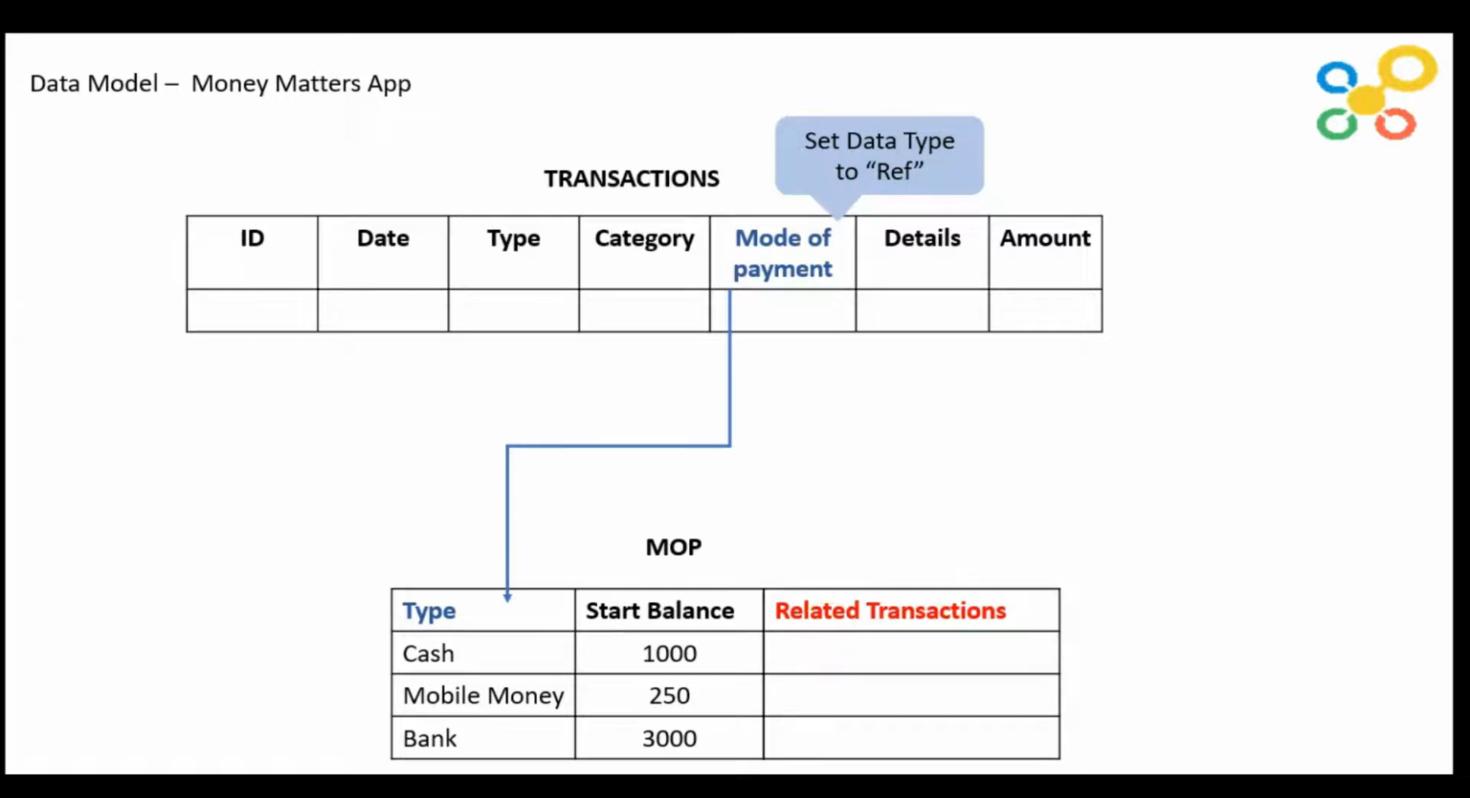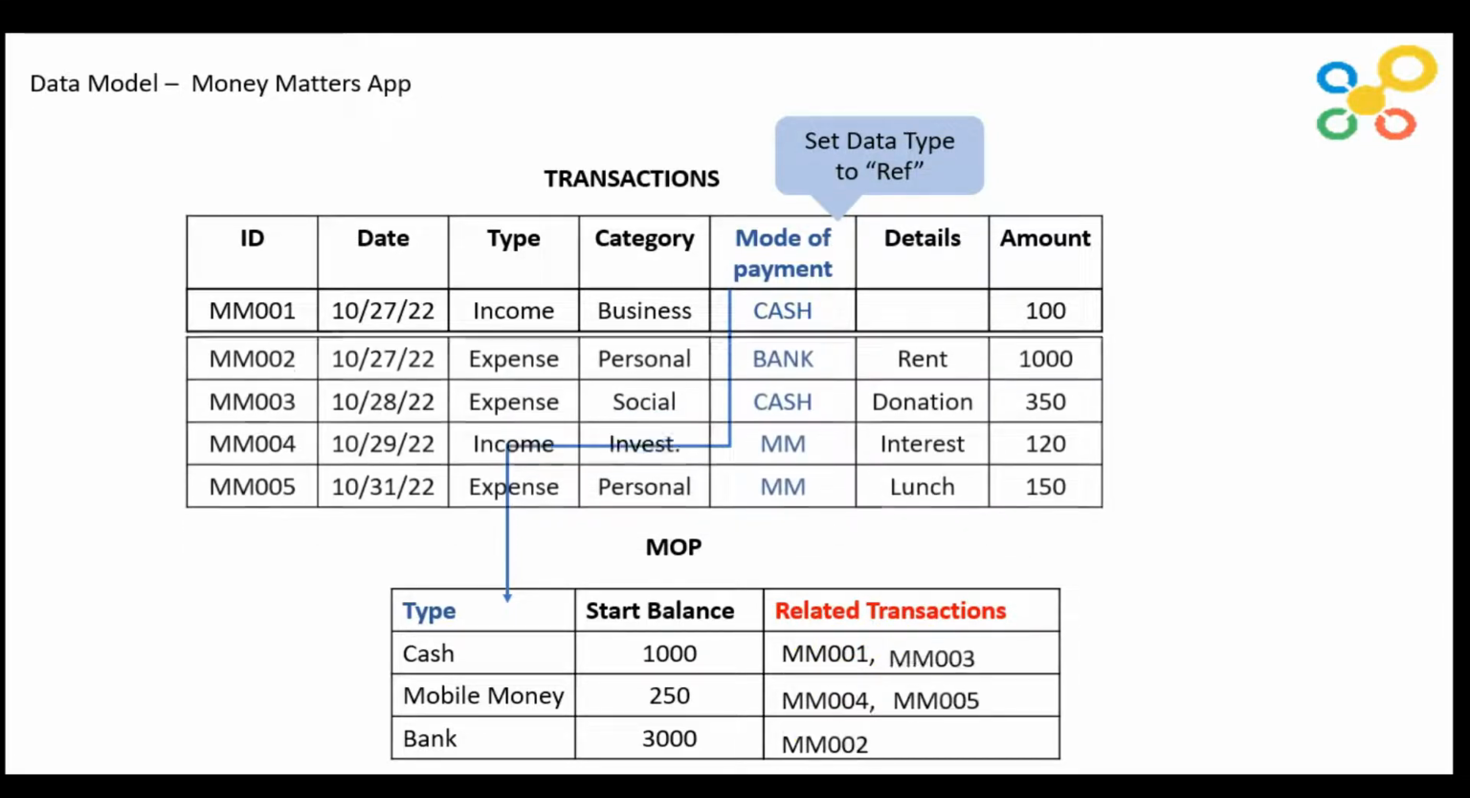Now the basic role of this related transactions column is to record every transaction that relates to a particular mode of payment. So for example, if a new transaction is recorded on 27th of October, there was an income, the category is business, and the mode of payment was cash. The amount is 100 Ghana cedi. This column is going to record the key of that transaction under cash because it relates to cash. So as we record new transactions, the related column will capture those transactions under the appropriate mode of payment.